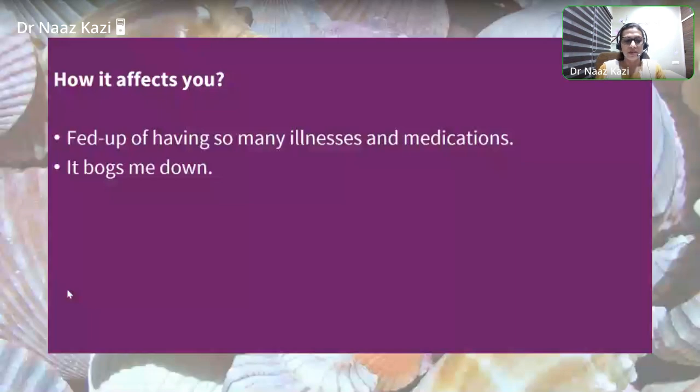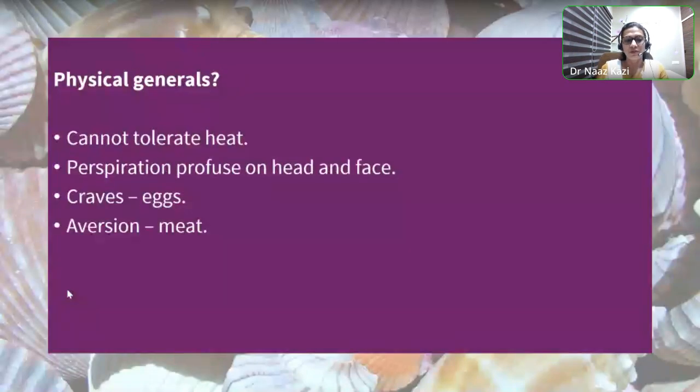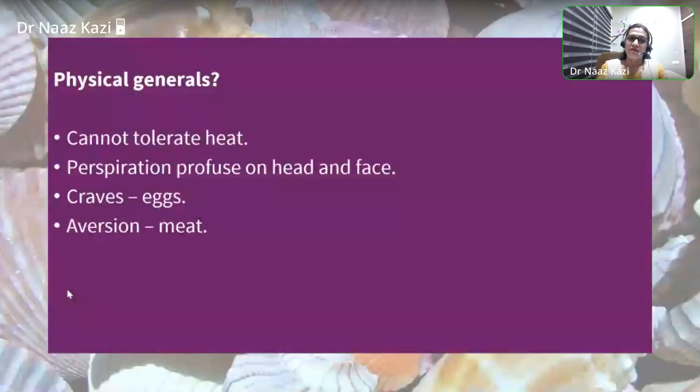Then we go further and I ask her some physical generals, because when the patient is not giving, we have to keep on searching and seeing the different areas. So here she says, I cannot tolerate heat. I have a lot of perspiration, which is more on the head and the face. Then in the food cravings, she likes eggs. There is aversion to meat. So I can repertorize this, right? So I somehow put it in the repertory.